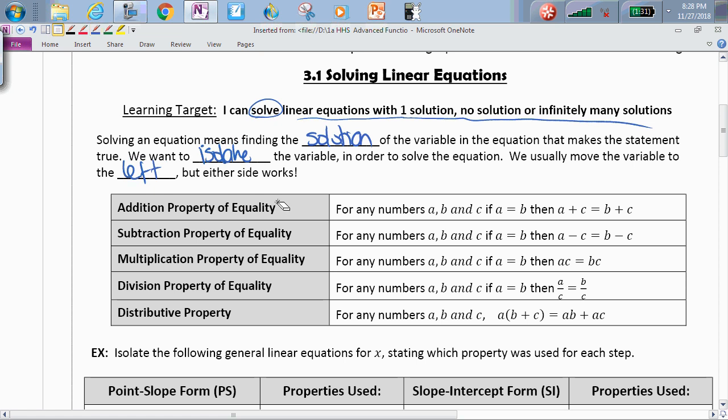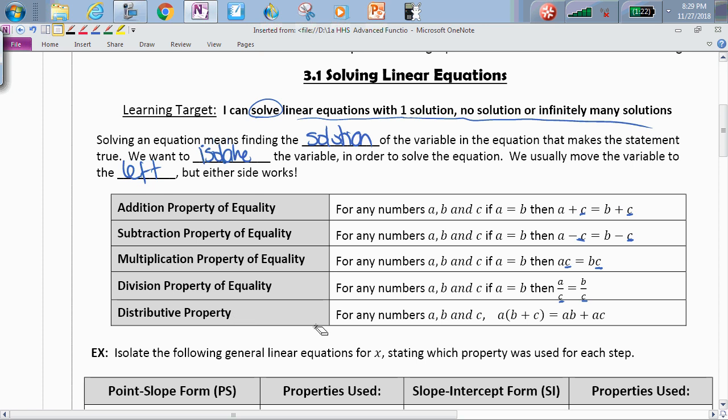Okay, so when we're doing this today, we're going to add the properties in here of what we're actually doing. So we've got the addition, subtraction, multiplication, and division property of equality. All that means, if you have a statement where A equals B, for the addition one, in order for them to stay the same, you have to add the same thing to both sides. So that's the important part. You've got to do the same thing to both sides. So you're either adding the same thing, subtracting the same thing, multiplying the same thing, or dividing the same thing to both sides.